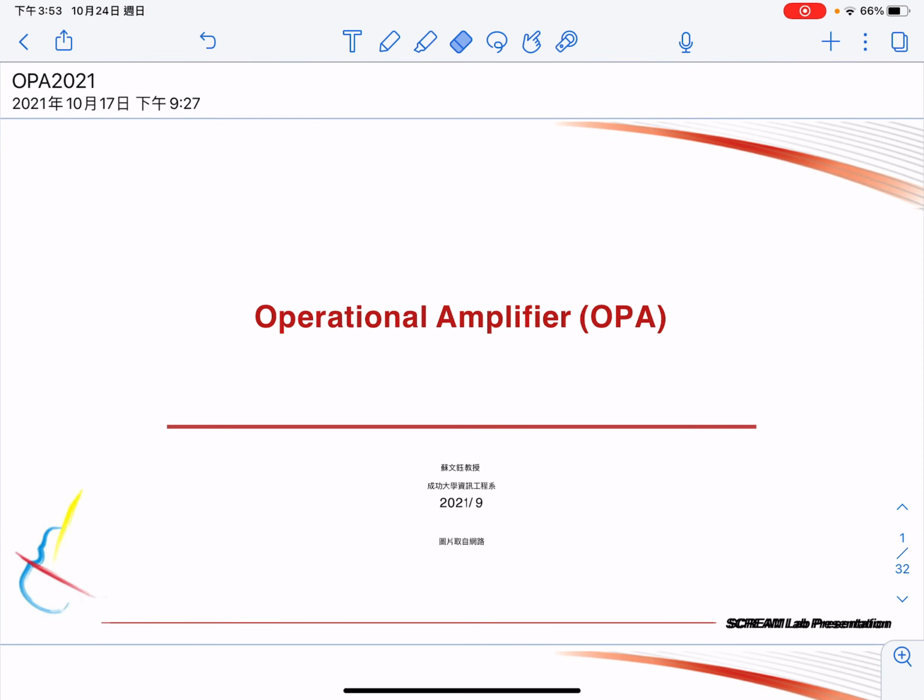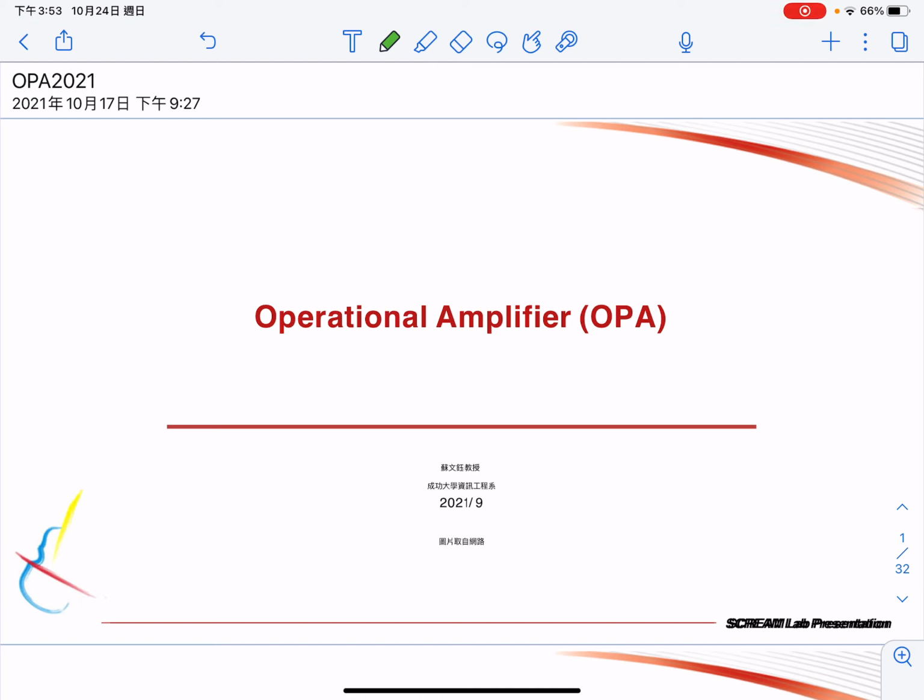Today we are going to talk about a new device called the operational amplifier. And the reason to develop an operational amplifier is that transistor amplifiers are usually quite unpredictable.